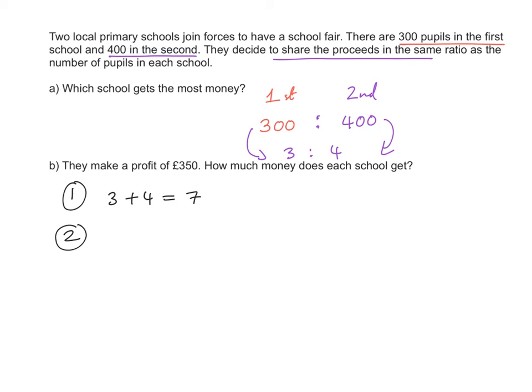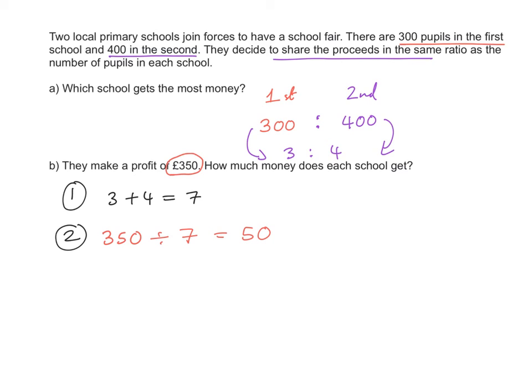And then step 2. I divide the total amount. What is my total amount here? Well, my total amount is the £350. So I divide the £350 by the sum of the ratios I worked out in step 1. So I divide £350 by 7. Now what's 350 divided by 7? Well, 35 divided by 7 is 5, and we just add the 0, so that's 50.